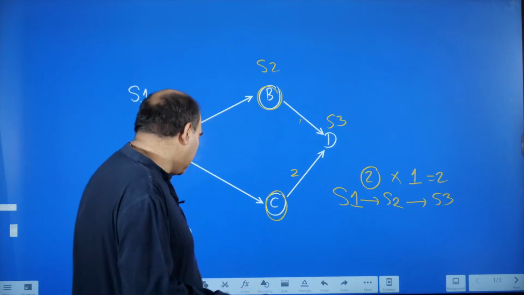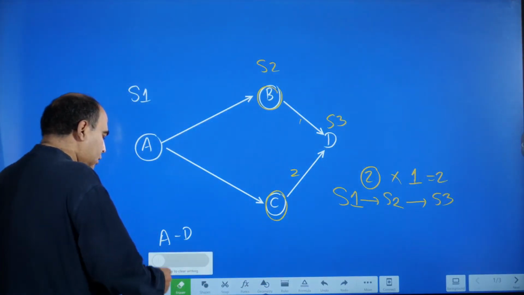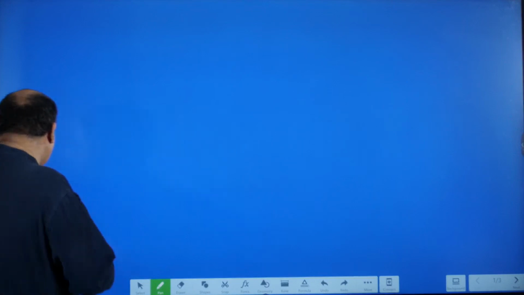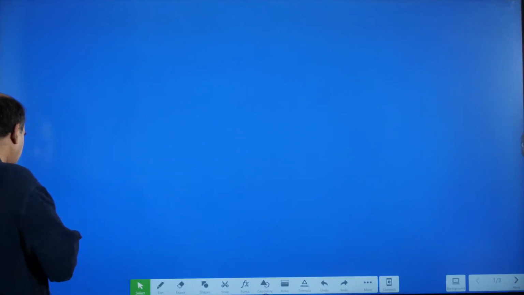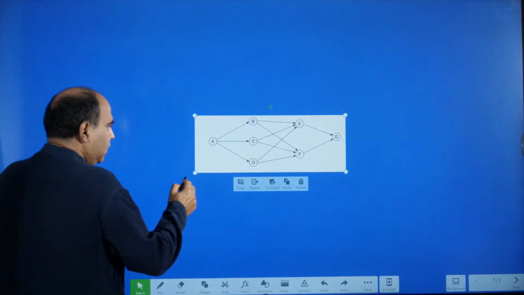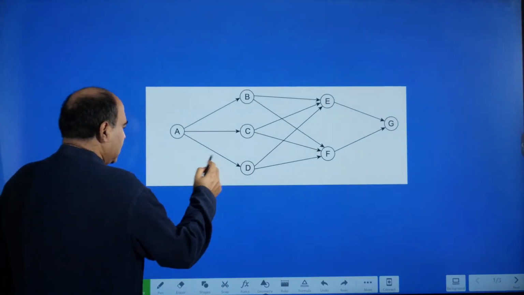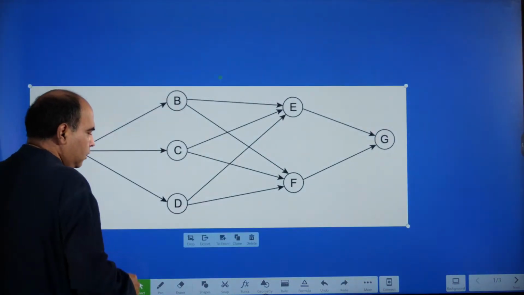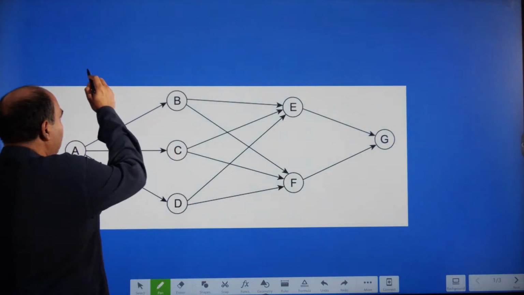So if you have understood this, I'll show you one case now where I have a figure for you, and I want to ask you how many routes there are to go from A to G. You want to travel from A to G.